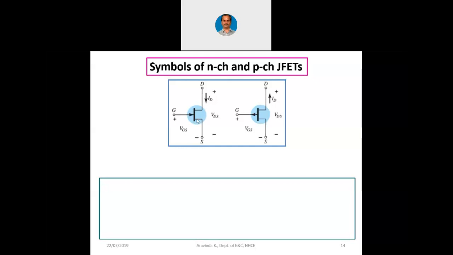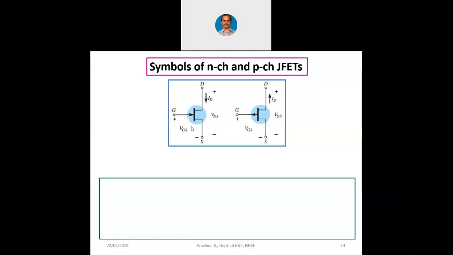Now, for the n channel, the gate will have an arrow mark like this, and the arrow mark is pointing towards the channel. What does it mean? This means that there is a PN diode between gate and channel. Channel is N type, gate is P type, so P to N is a diode. That itself is indicated by the arrow mark here. So if you understand the symbol, you will understand the device.